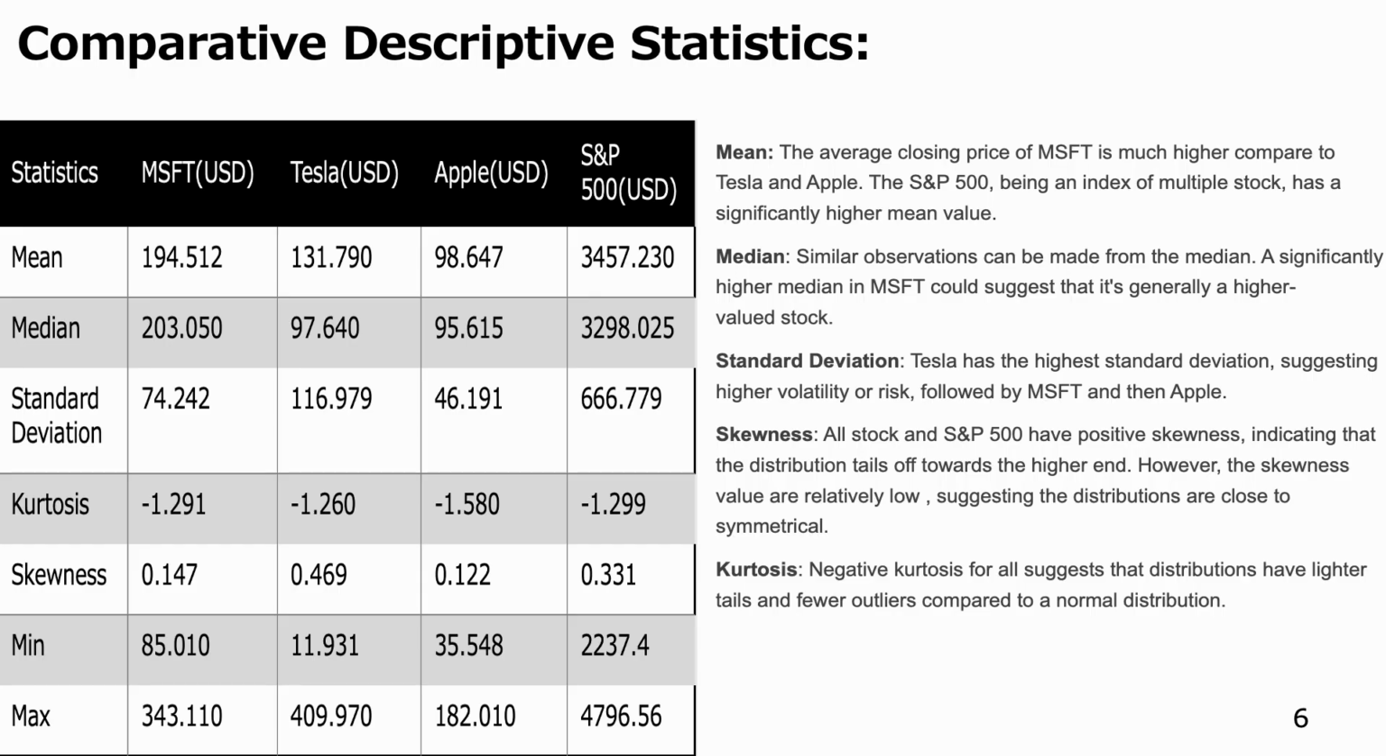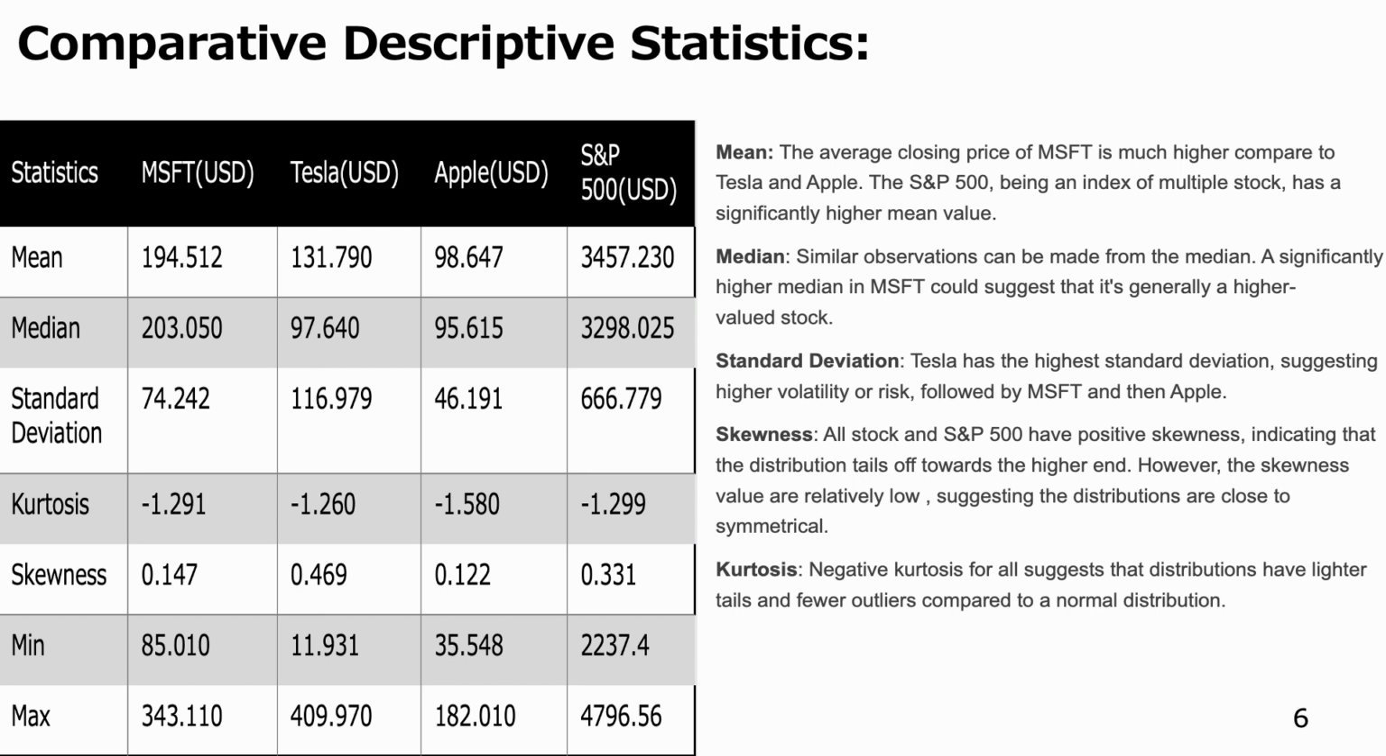Over here, I have used the Data Analysis tool from Excel to get the descriptive statistics of each of the stocks and S&P 500. Looking at the values from my outcome, the average closing price of MSFT is much higher compared to Tesla and Apple. The S&P 500, being an index of multiple stocks, has a significantly higher mean value. Median. A similar observation can be made from the median. MSFT still happens to have the highest value for the median. This could suggest that MSFT is generally a higher valued stock.